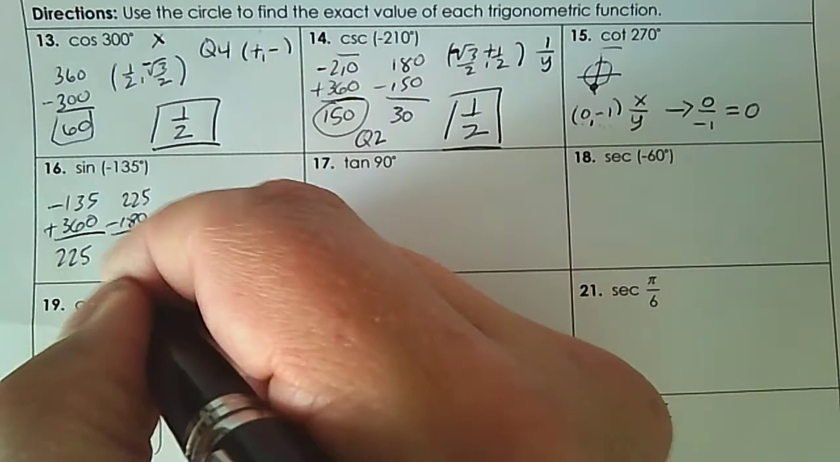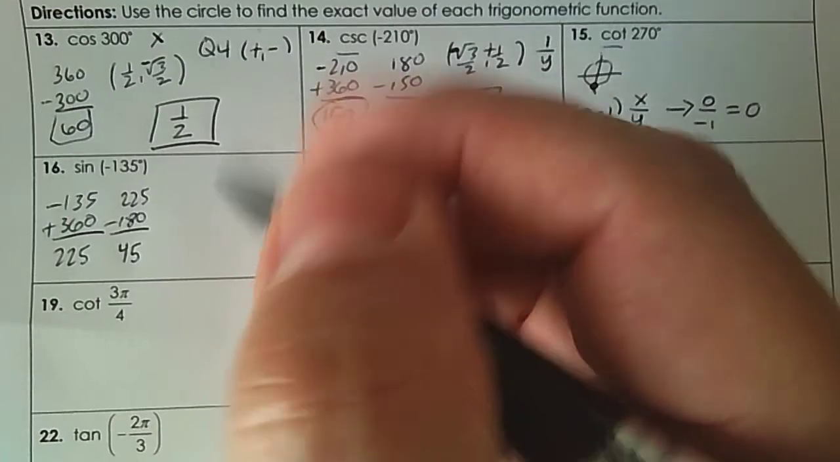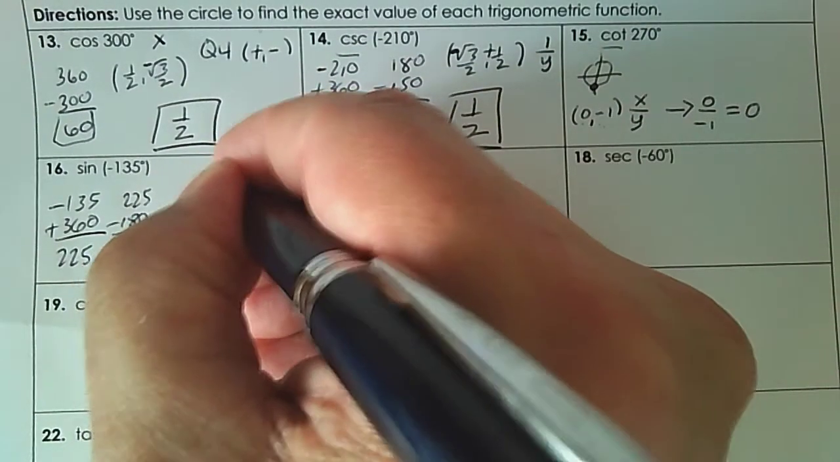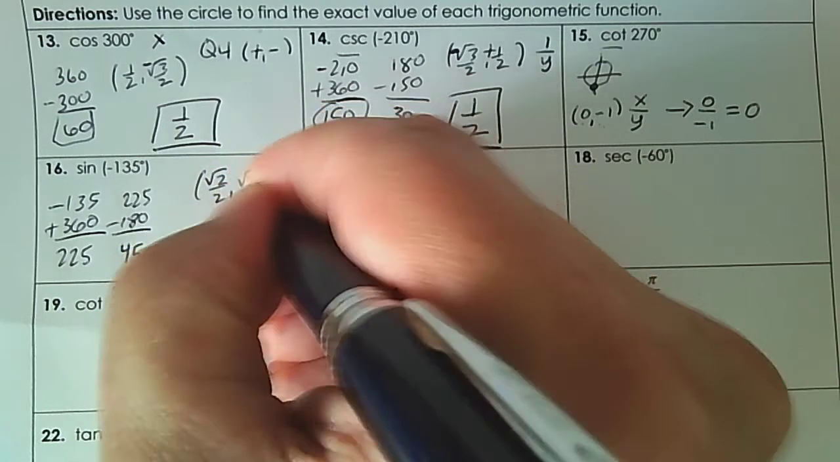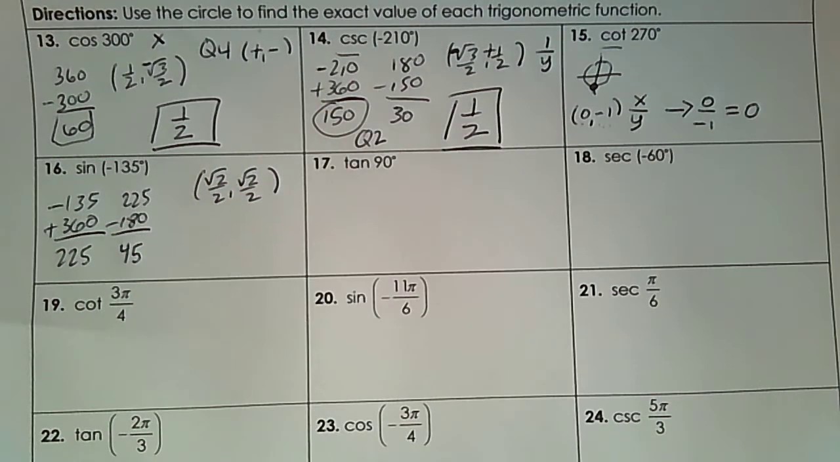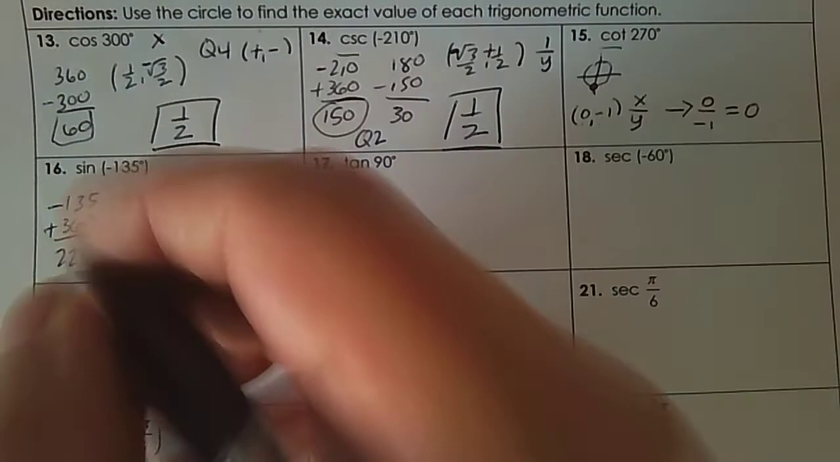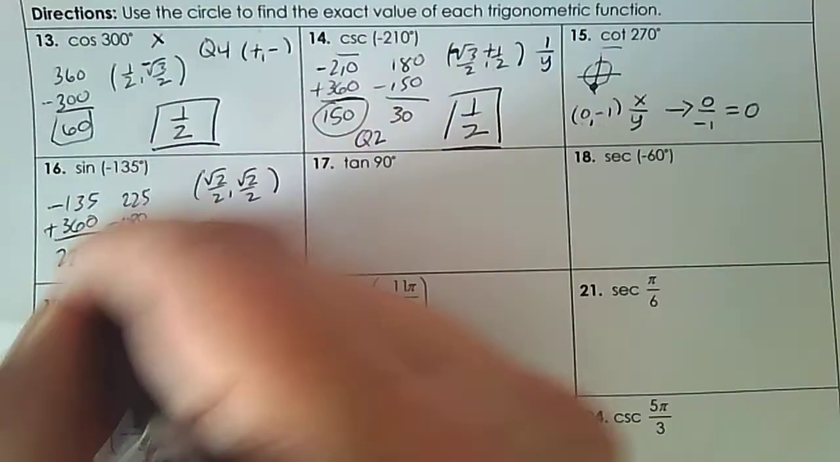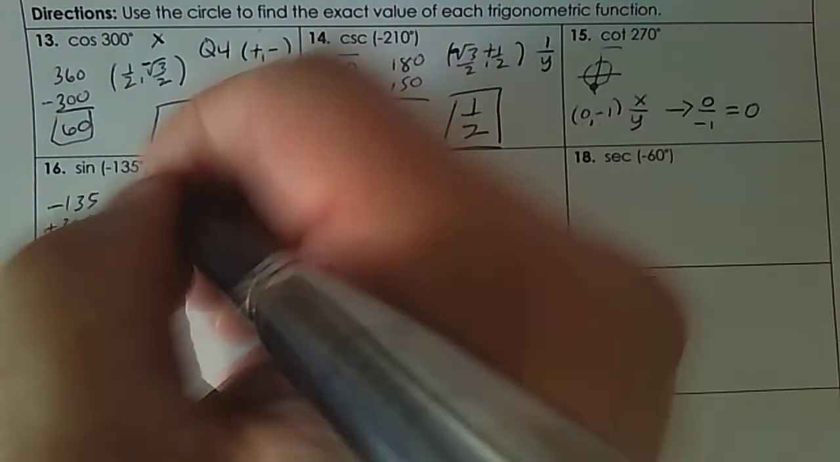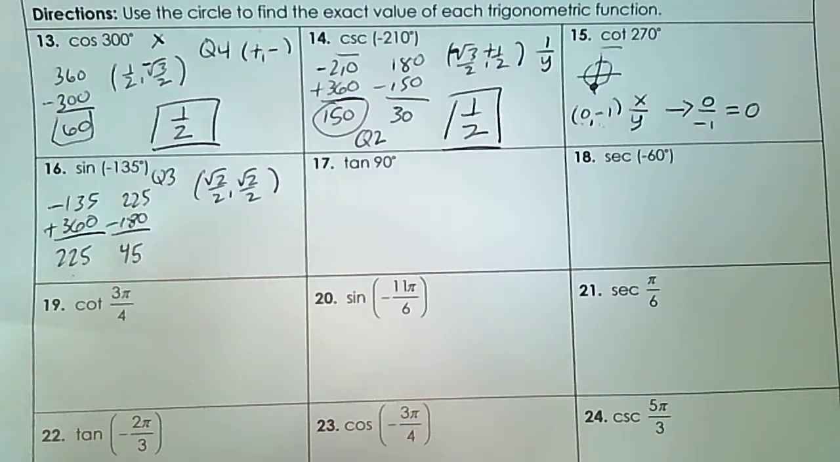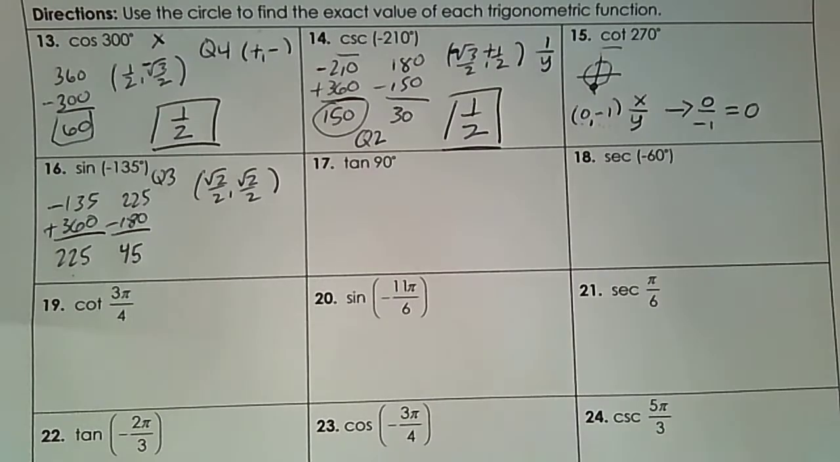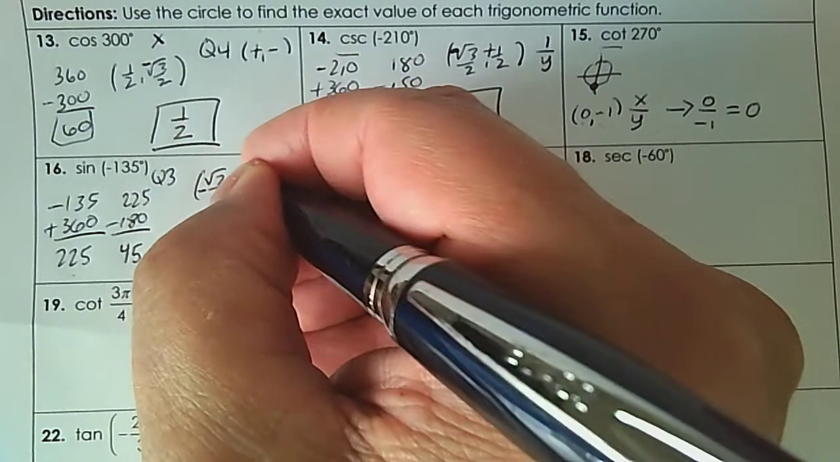So in quadrant number 1, what's the 45 degree angle? And the answer is root 2 over 2, or what the point is that goes with 45 degrees. It's root 2 over 2 and root 2 over 2. Next, what quadrant are we in for negative 135 or positive 225? So we're in quadrant number 3. Why does that matter? That means the x is negative and the y is negative.